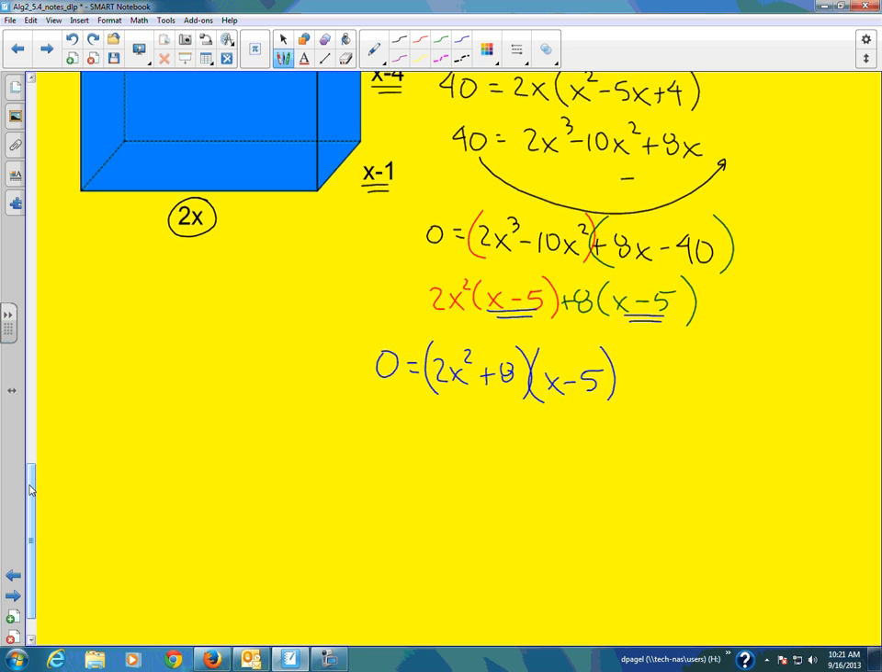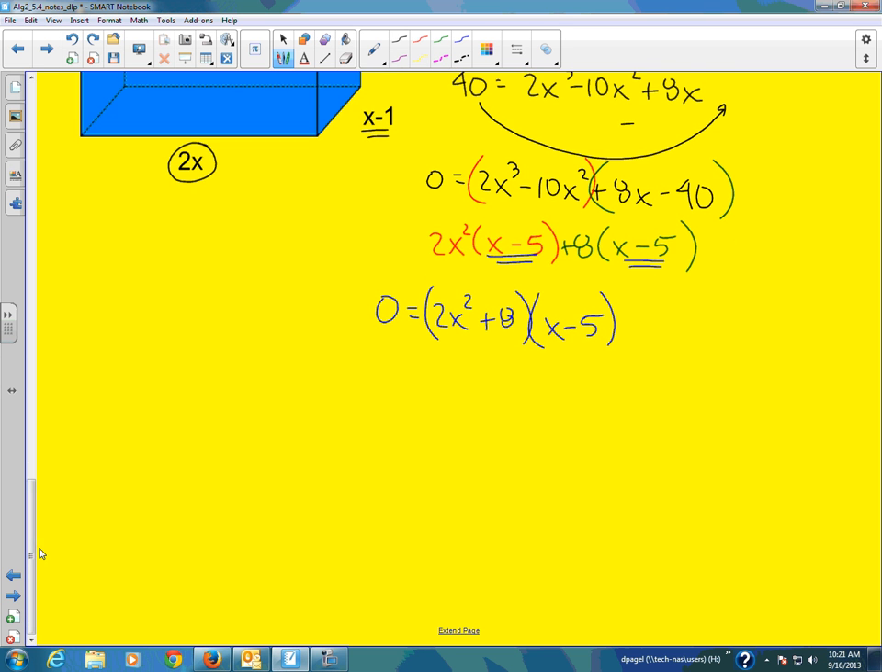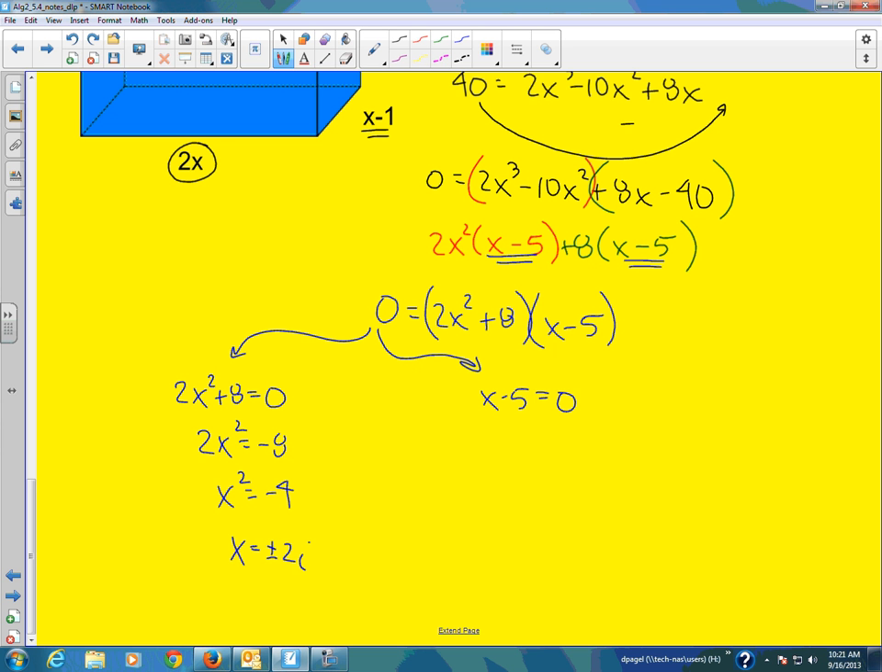All right, we're ready at this point then. We have two factors. They're equal to 0, so we're ready to set up our zero product property. We can say that 2x squared plus 8 is equal to 0, and we could say that x minus 5 is equal to 0. Well, 2x squared is equal to negative 8, and x squared is equal to negative 4, and x equals plus or minus 2i. That's not a real solution, so I obviously won't have that as part of my answer. And here, x equals 5.